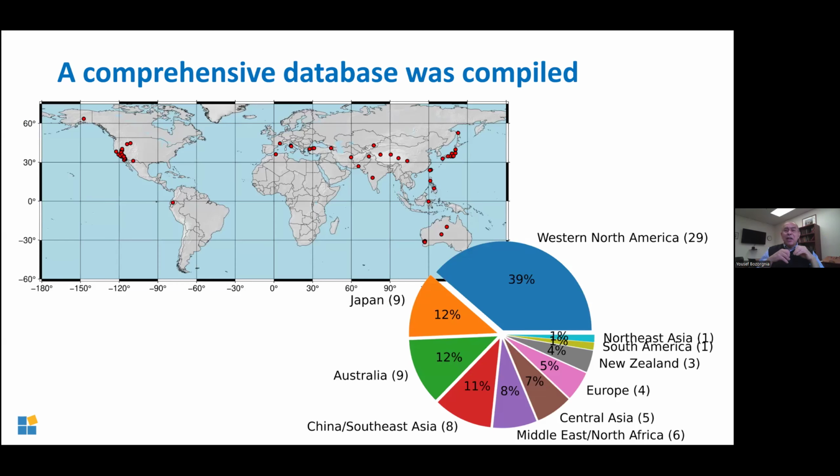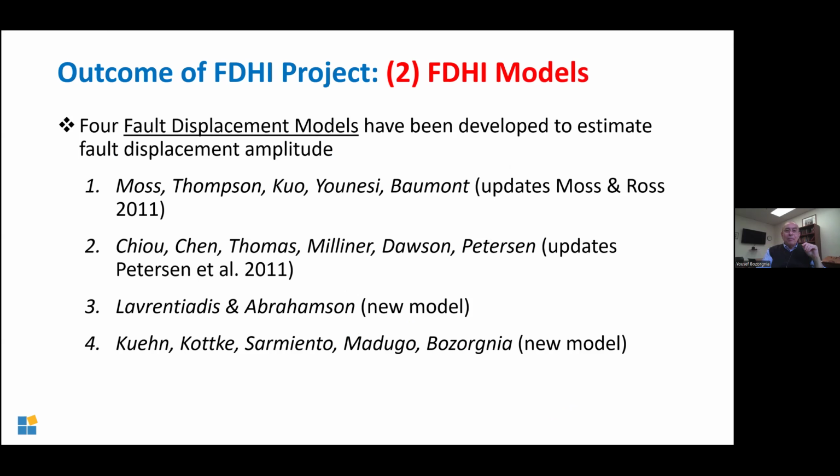It is an international database. We collected the data from all around the world, as you see from the map and the pie chart. Most of the data is coming from Western North America, followed by Japan, and then Australia and others. It is really an international database, again, similar to our other large projects.